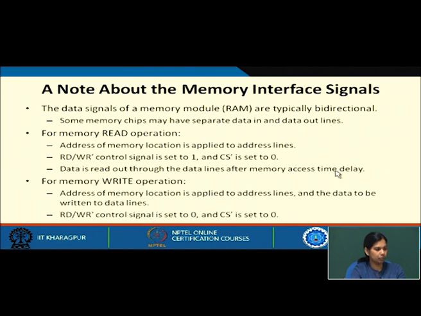Similarly, for a write operation, the address of the memory location is applied to the address lines. The data to be written into that memory location is put onto the data lines, and then the read write control signal is set to 0, because write is active low, and chip select is set to 0 again, because we are selecting just that particular chip.